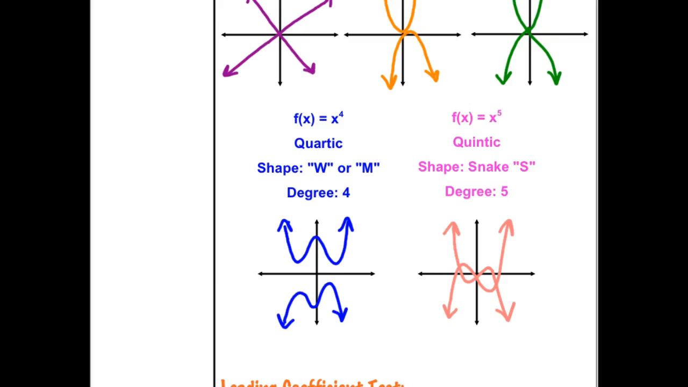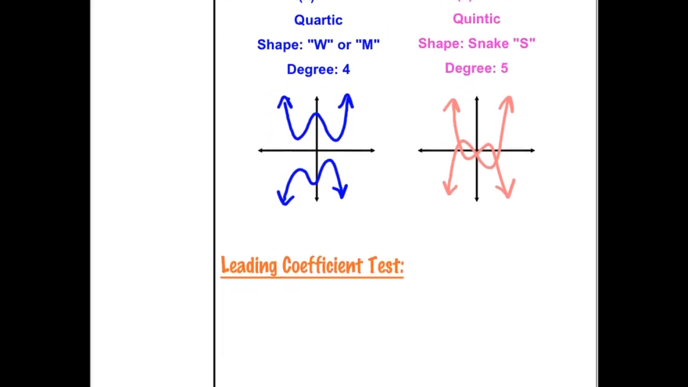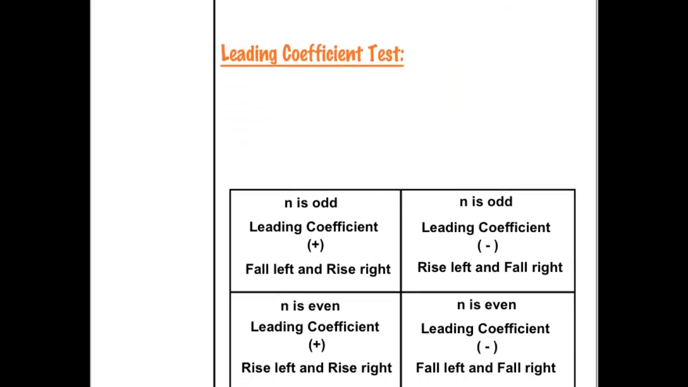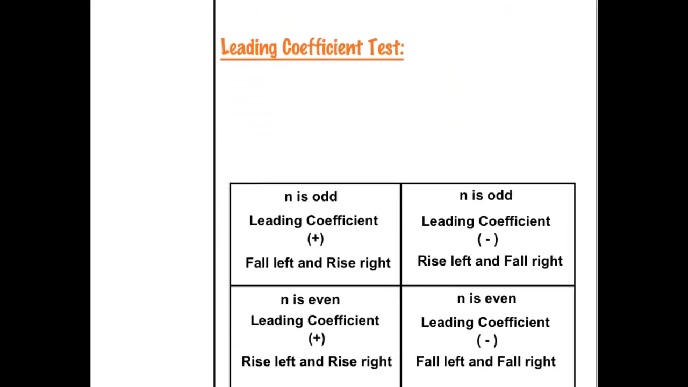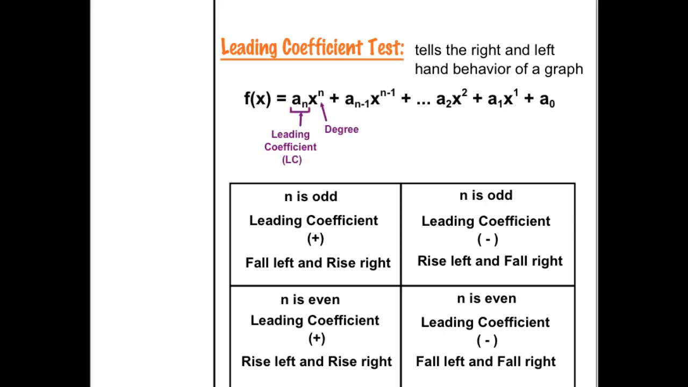So we start off by talking about end behavior, and end behavior is all based on what we call the leading coefficient test. So the leading coefficient test tells the right and the left-hand behavior of a graph. Which just means, does it go up or does it go down? So we have this formula which looks super complicated, where we have f of x equals a sub n times x to the n power plus a sub n minus 1 times x to the n minus 1 power, etc., etc., etc., to a sub 2 times x squared plus a sub 1 times x to the first plus a sub 0.